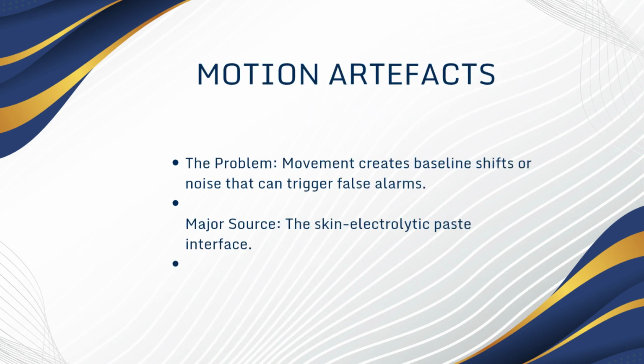If the patient moves, the electrode shifts, and the chemical equilibrium at the skin is disturbed. This causes motion artifacts, those messy squiggles you see on a monitor when someone moves. Proper skin preparation and stable electrodes are the only ways to fight this.